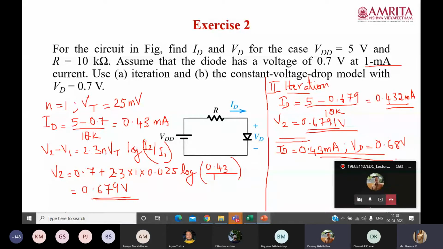If you write this also fine. So clear for you? Yes, ma'am. Ma'am, I understood this problem clearly, but I have a doubt in the previous problem, which is related to this one. When you told in that problem, why did you take that slope, 2.3 nVT? It is given in the question. That's why I took it.